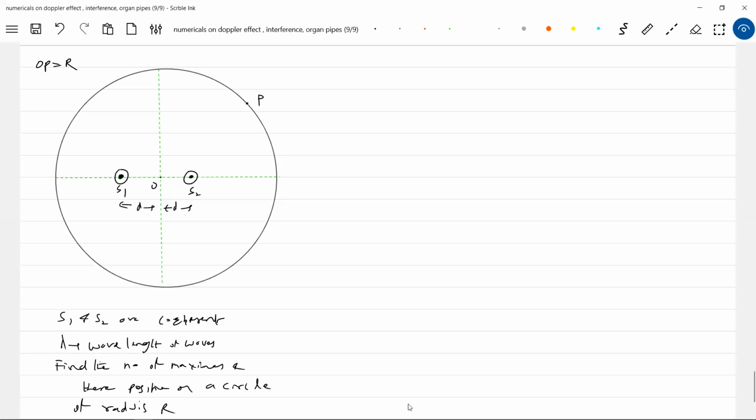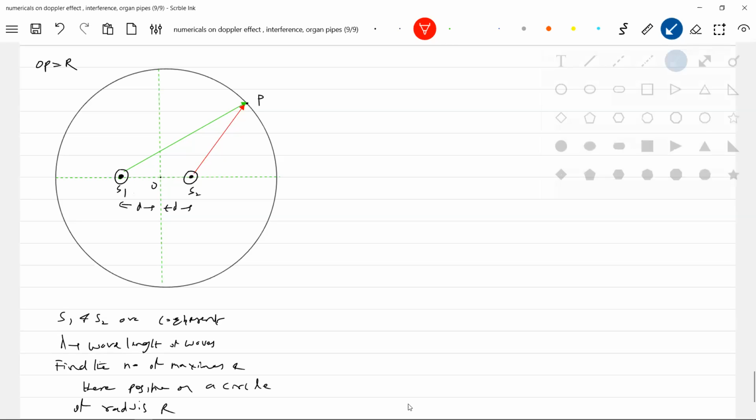So I kept two coherent sources separated by distance 2d symmetrically above the origin, and I'm going to move in a circular path around them in a circle of radius capital R. Then how many maxima and what about their positions will I notice here? First, the wave generated by this source will reach point P, and the wave generated by this source will reach point P. Is there any path difference between the waves? Yes, there's a path difference.